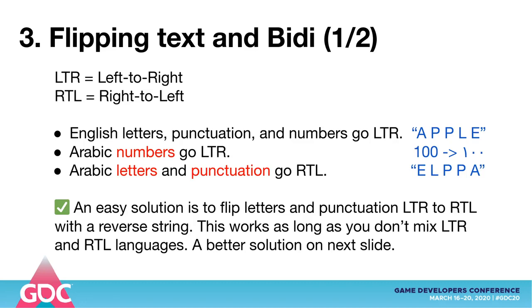So if I want to write the word apple, I start by writing the letter A on the left, followed by P to the right of it, ending by E to the very right. That is, the word is written left to right. The same goes for Arabic numbers. 100 or 100 is still 100 from left to right. However, Arabic letters and punctuation are right to left.